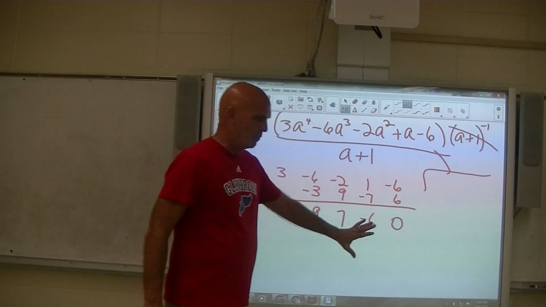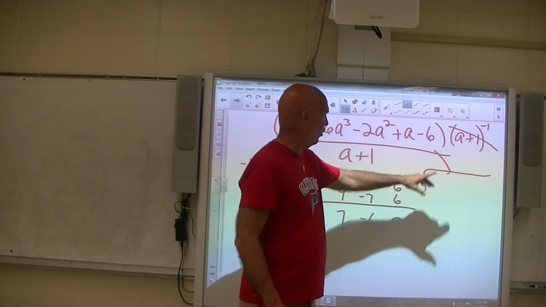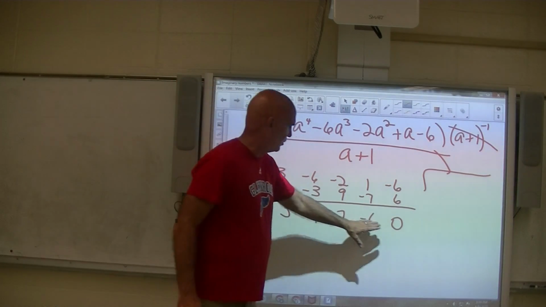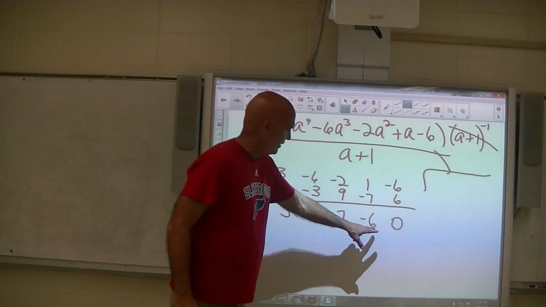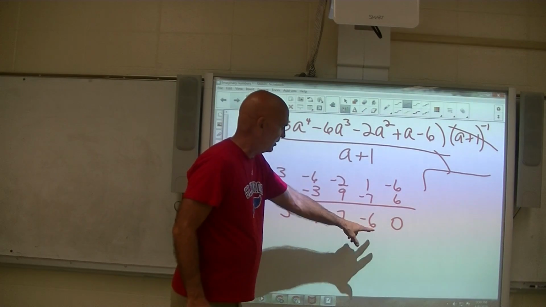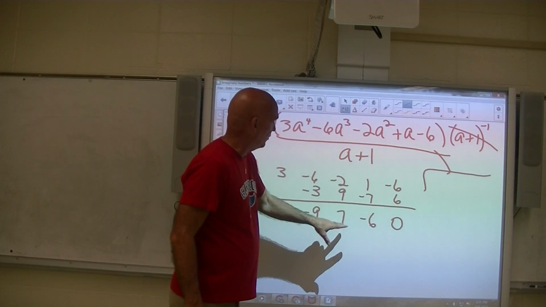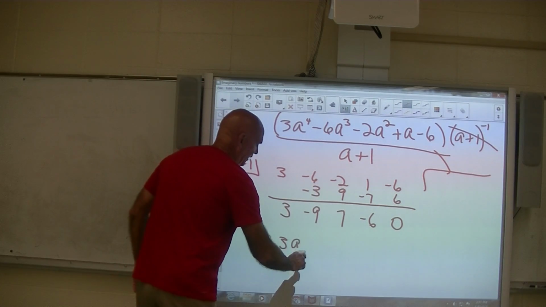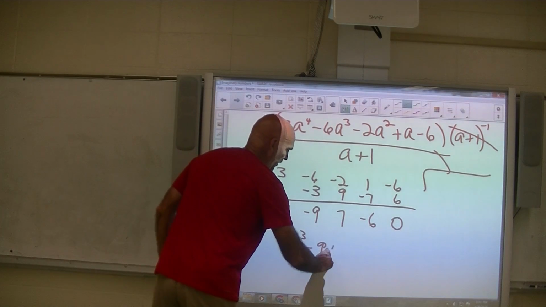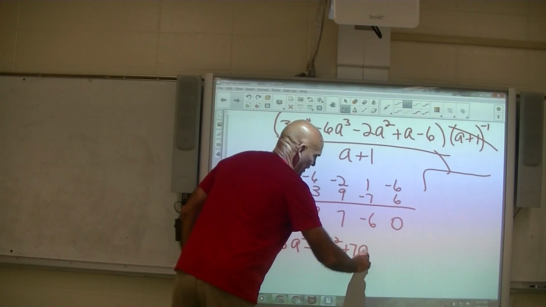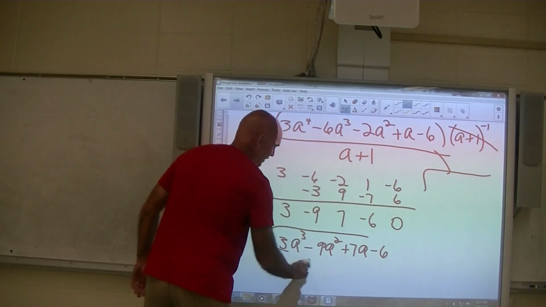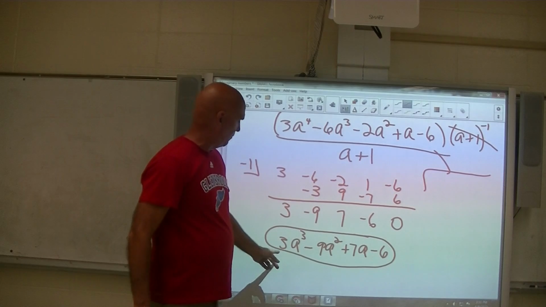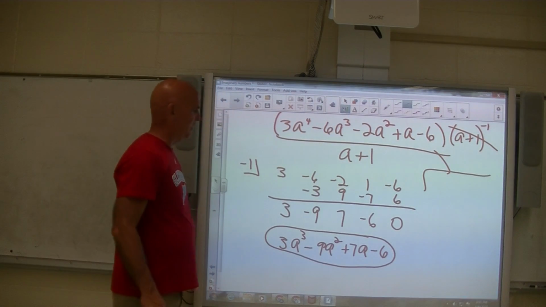Again, if the remainder would have been anything else, I would have put that over a plus 1, like I showed you before. But the remainder is 0, so that means this is my answer. That's x to the first, or in this case, this is constant, and then this is x to the first, or in this case, a to the first, a squared, a cubed. So my final answer is 3a cubed minus 9a squared plus 7a minus 6, no remainder. So when I divide 3a to the 4th and all that stuff by this, I get 3a cubed minus 9a squared plus 7a minus 6.